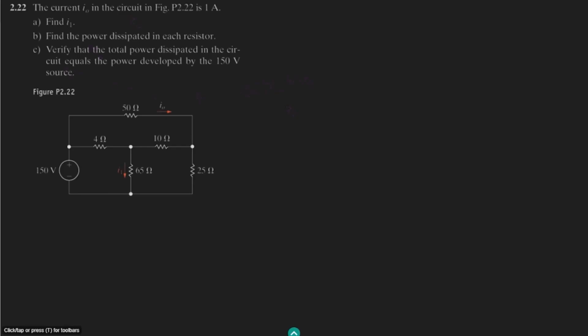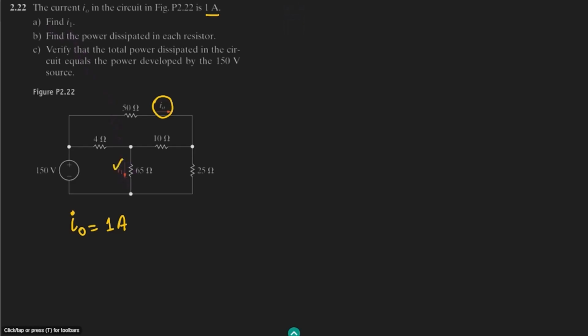Welcome back, guys. So this is question 2.22, and the statement of this question is: the current I naught in the circuit in figure P2.22 is 1 ampere. Okay, so I naught, which is this current, is 1 ampere. So let me write it here. The value of I naught is 1 ampere.